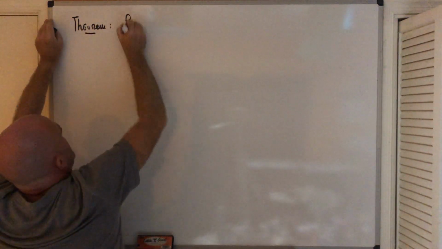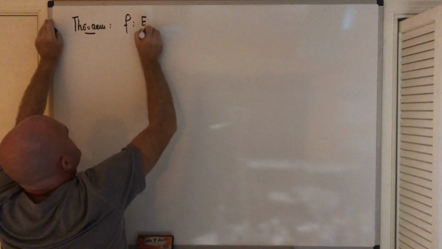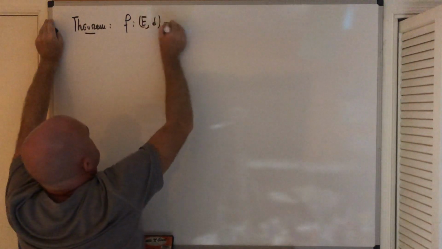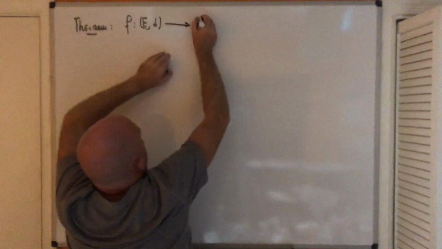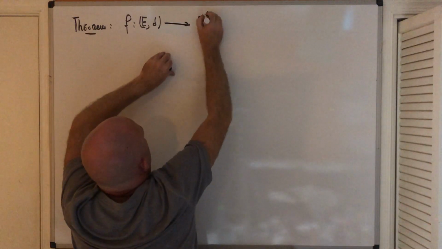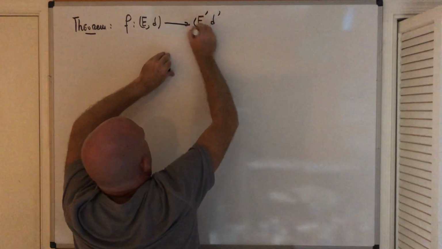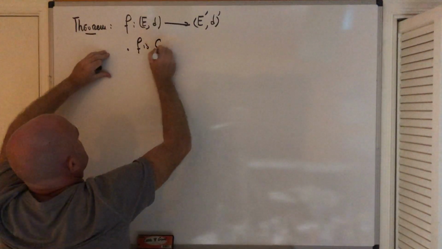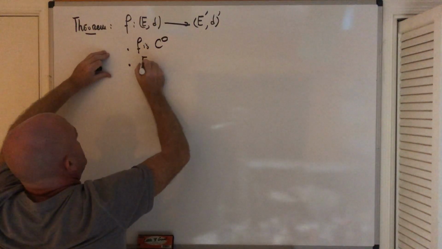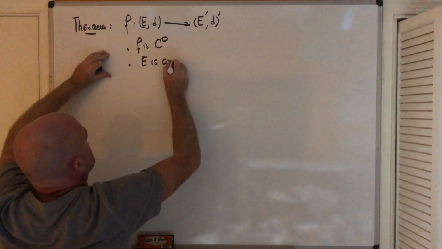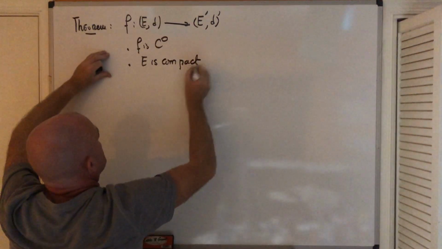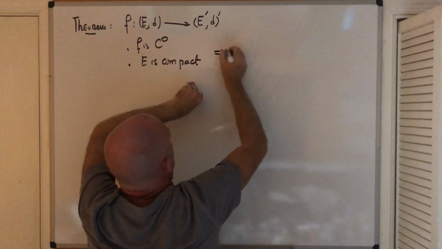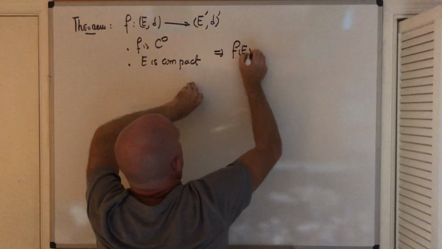Assume that we have a map f defined from a metric space (E, d) onto a space (E', d'), say. Okay, fine. Assume that f is continuous. E is compact, that's important. Then the conclusion is that f of E is compact.